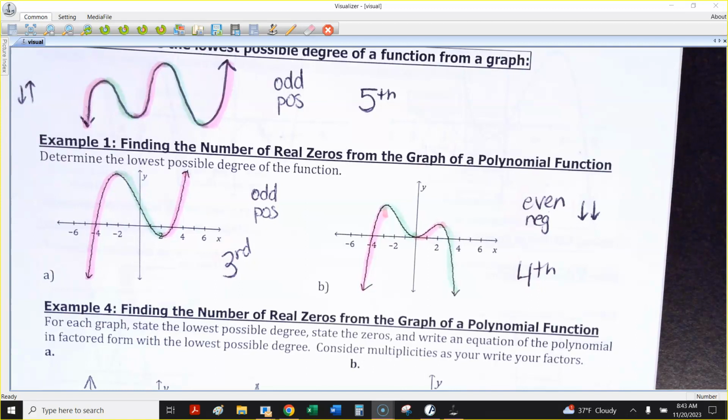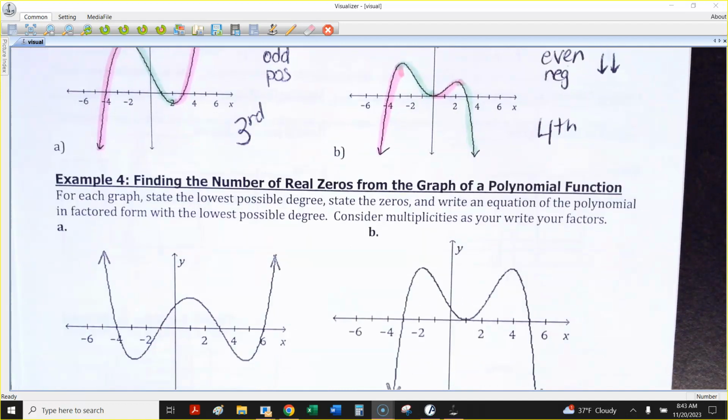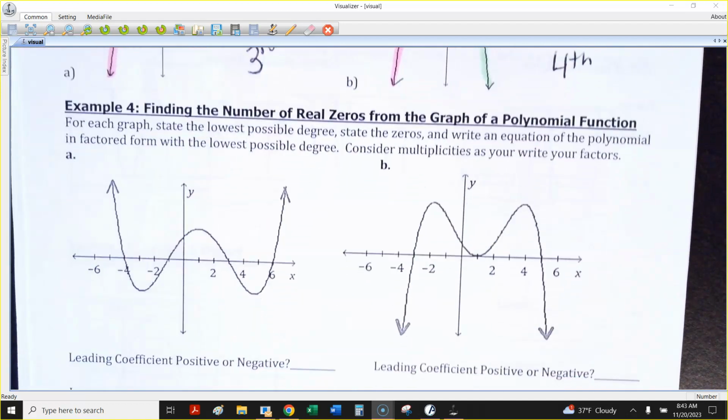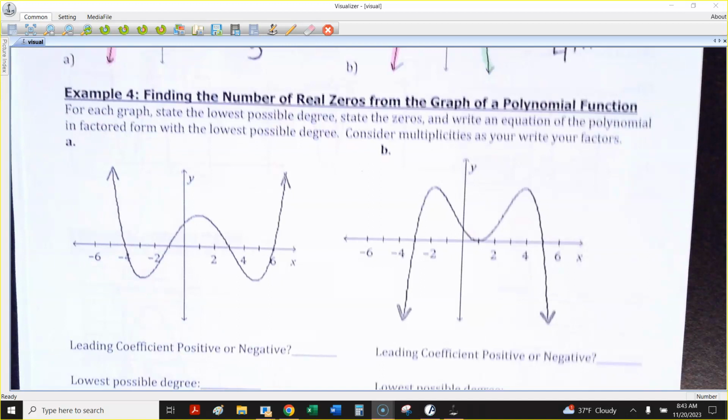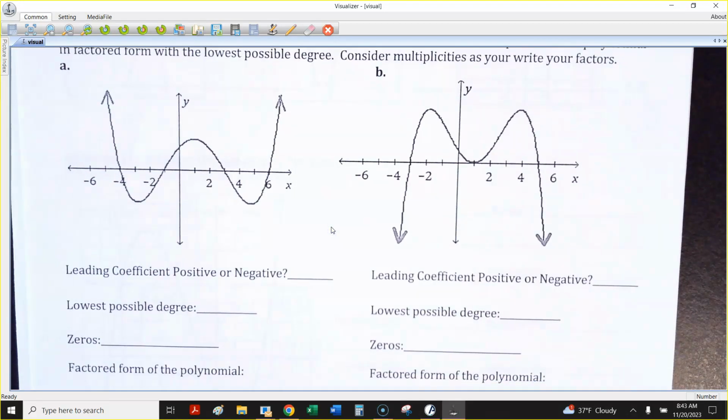Now, I'm going to have you write an equation, but we're going to write it in factored form, so you don't have to multiply it out. We're basically going to write a basic equation for the graph that you're seeing. This is not specific because I don't have the y-axis labeled at all. We're not plugging in points or anything like that. We're just going to do some basic information about these graphs.